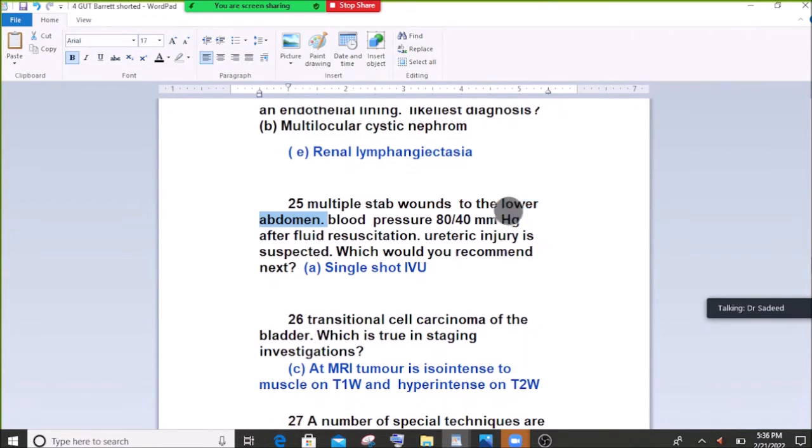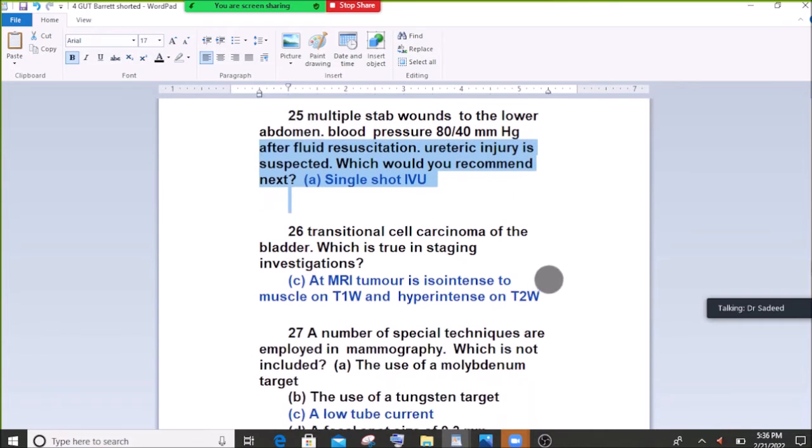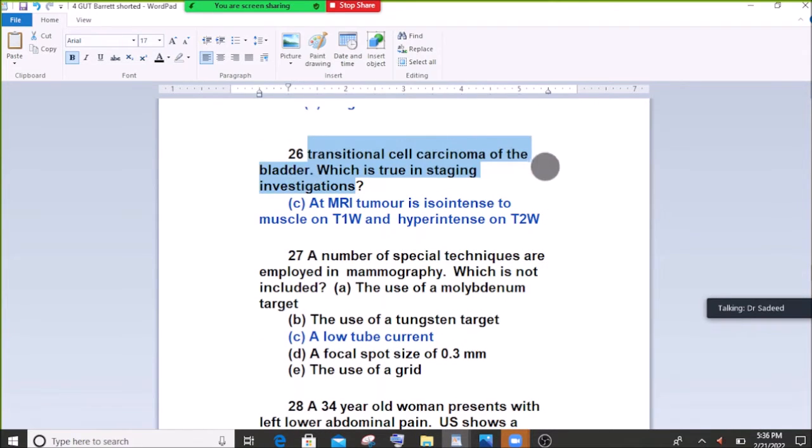If I have multiple stab wounds to the lower abdomen, blood pressure 80 by 40 mmHg, and no response to resuscitation, ureteric injury is expected, what would you recommend? Single shot IVU. Question 26, transitional cell carcinoma of the bladder, which is true in staging investigation? On MRI, tumors are isointense to muscle on T1 and hyperintense on T2.